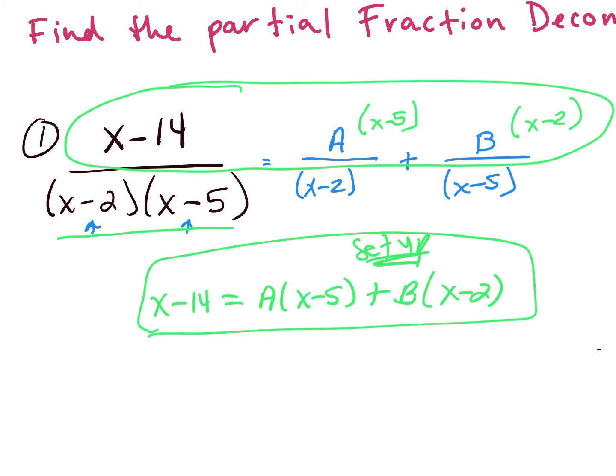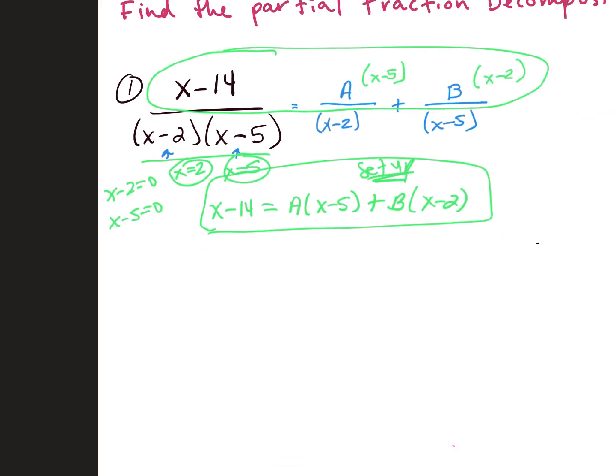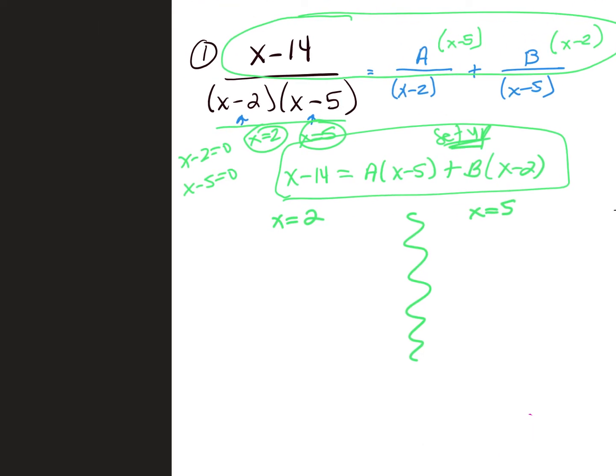And then how you solve for partial fraction decomposition is you take your linear factors in the denominator. You take your x minus 2 and you set it equal to 0. You take x minus 5 and set it equal to 0. And you find those x values, and then you evaluate. So I'm going to use x equals positive 2, and I'm going to use x equals positive 5. So we're going to solve this equation that we have circled right here using x equals 2 and x equals 5. So the first thing I'm going to do is plug in 2 for x.